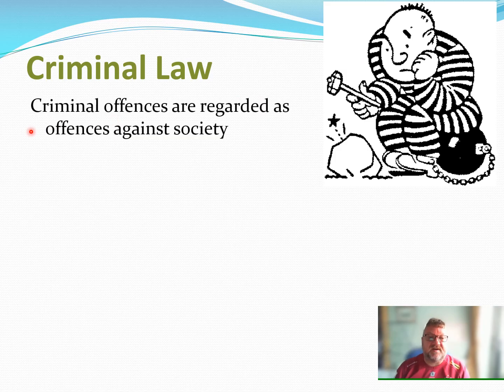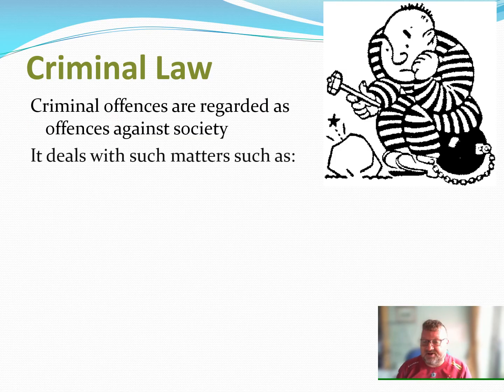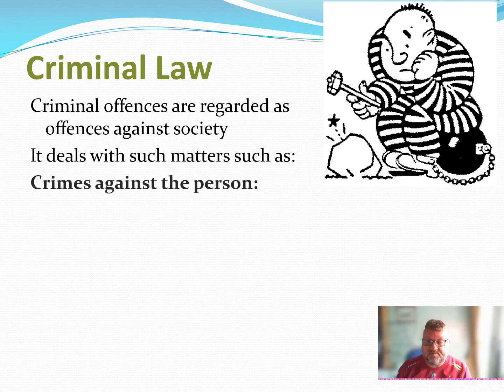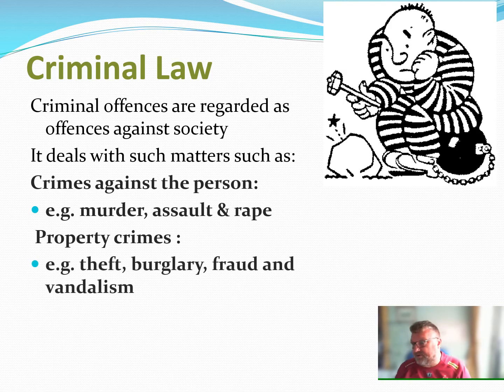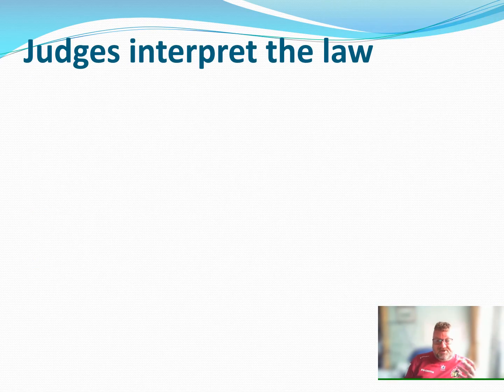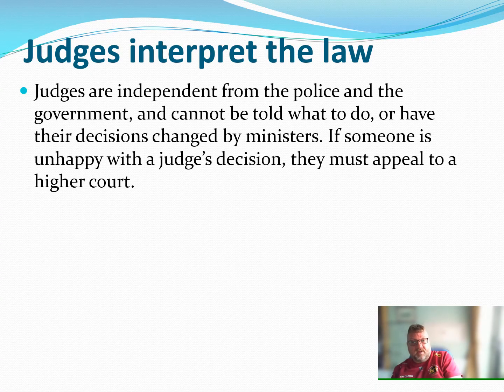Criminal law is offences against society. So it's dealing with matters such as crimes against the person, murder, assault, rape, property crimes such as theft, burglary, fraud, vandalism, etc. So when we look at criminal law, this brings in the role of the judge. And again, there is always a question on judicial interpretation. So when I use the word judicial, I'm talking about judges. Judges, remember, work in the High Court and the Crown Court. So judges are independent from the police and the government and can't be told what to do or have their decisions changed by ministers.